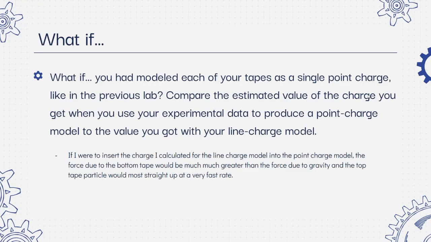So what if you had modeled each of your tapes as a single point charge, like in the previous lab? Compare the estimated value of the charge you get when you use your experimental data to produce a point charge. Basically, if I were to change to a point charge again and use the charge that I got in this lab, the charge in this lab is much greater than the one that I found in the point charge lab. So this would make a system where the electric force on the bottom is greater than the force of gravity, so it would push up on the top tape, and it would go into the air more.